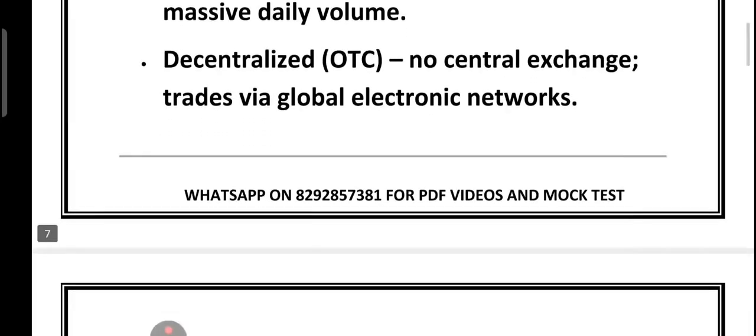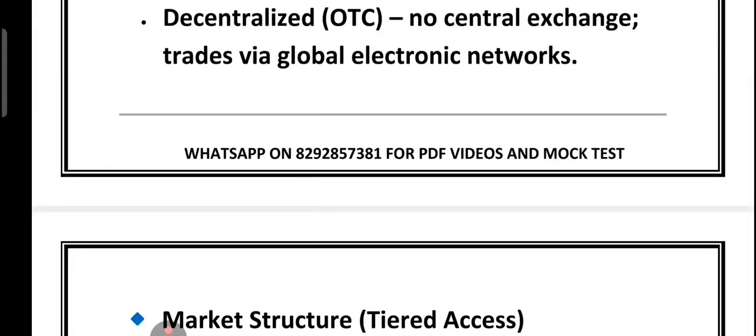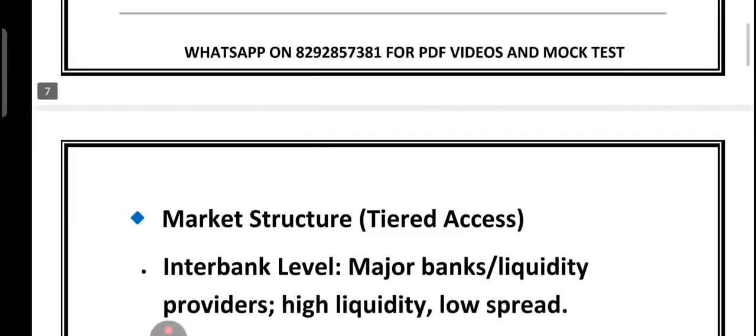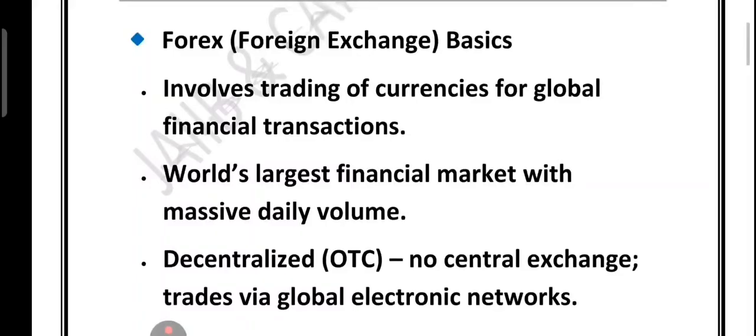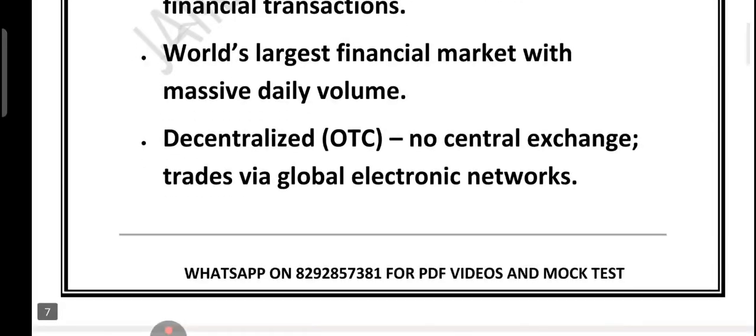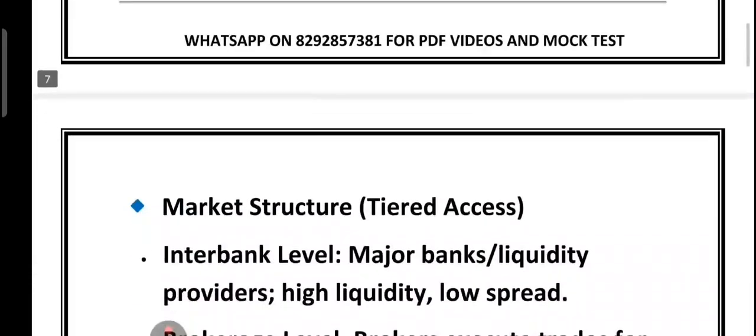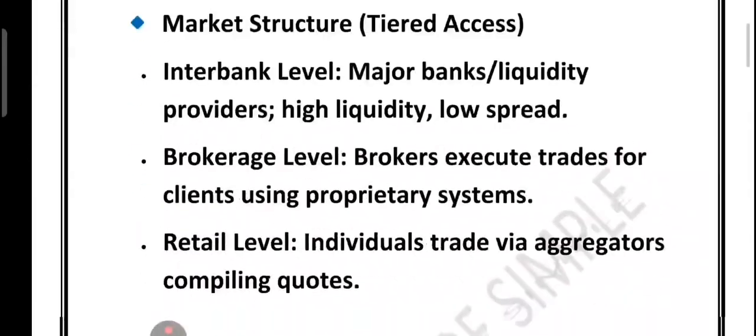In short, forex is a global online marketplace where currencies are constantly being bought and sold, 24 hours a day, 5 days a week. Right. So that is the peculiarity of forex. So let's recapitulate the key points. Forex means currency trading for global transactions, the world's largest financial market. It is decentralized, which means OTC, over the counter, no single exchange, all electronic, and trading happens globally through banks and networks. Please remember these keywords. The next term we have is called swap.